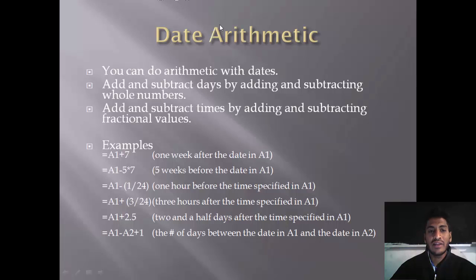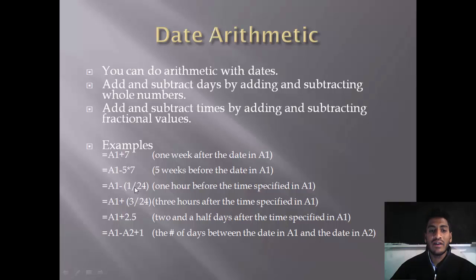Date arithmetic. You can do arithmetic with dates. Add and subtract days by adding and subtracting whole numbers. Add and subtract times by adding and subtracting fractional values. Example: =A1+7 is 1 week after the date in A1. =A1-5*7 is 5 weeks before the date in A1.